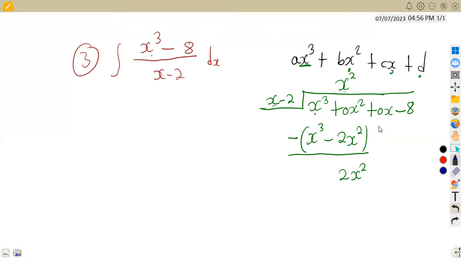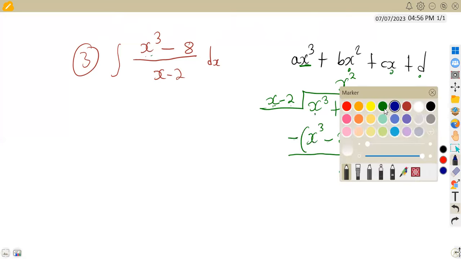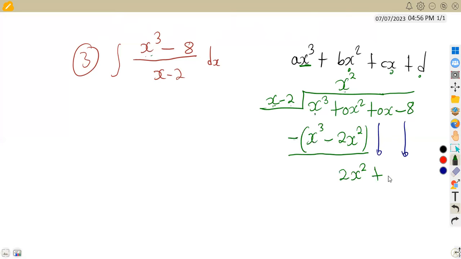Okay, the remaining terms, drop them as they are. So meaning to say, we are going to drop our terms. That's plus 0x minus 8.